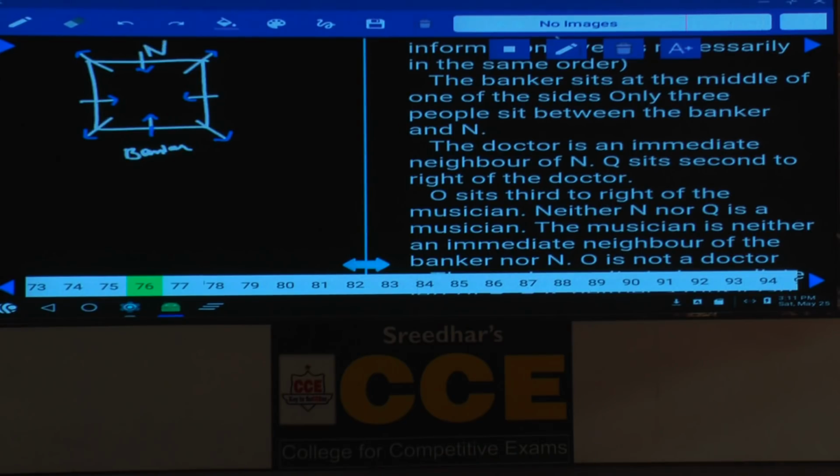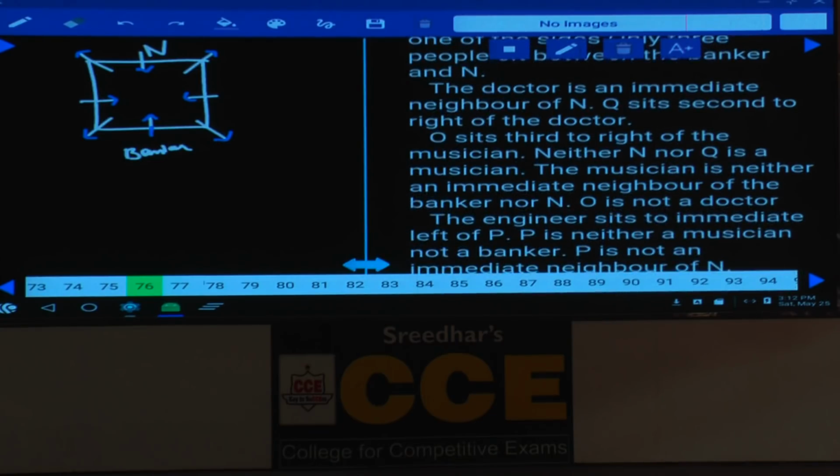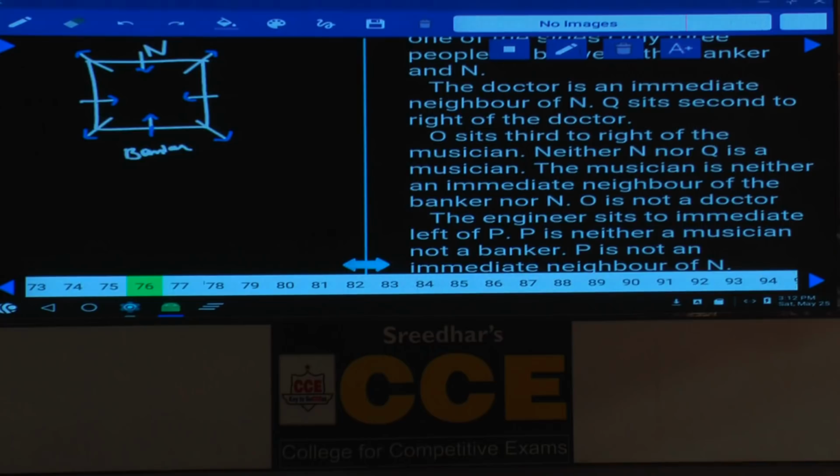As there are 3 people between the banker and N among these 8 persons, they are opposite to each other, hence banker and N are opposite. And the next one: the doctor is an immediate neighbor of N. As the doctor is an immediate neighbor of N, tell me how many different possibilities we can have.